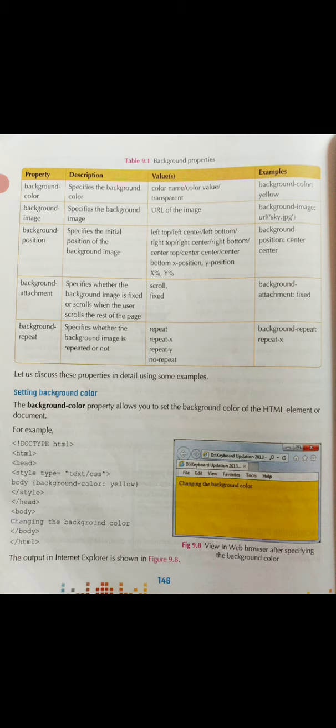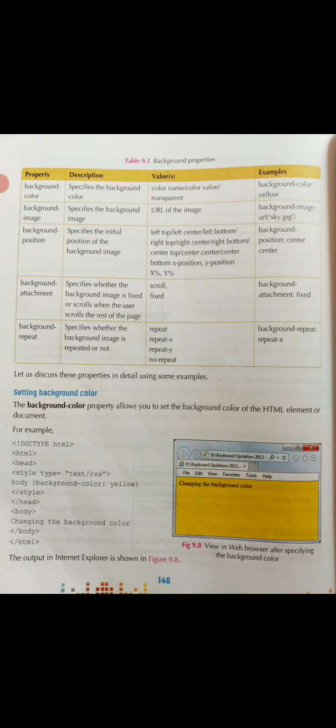Then the fourth one will be your background attachment. In background attachment, the main function specifies whether the background image is fixed or scrolls when the user scrolls the rest of the page. Here what happens? It will show you the background image where it is fixed. Moreover, if you want to scroll, then you can scroll the mouse to see the next page. And what is the value? The value is scroll or fixed. And what will be the example? You can give the example as background attachment, which means if you want to give any sort of additional information, you can give it in your attachment.